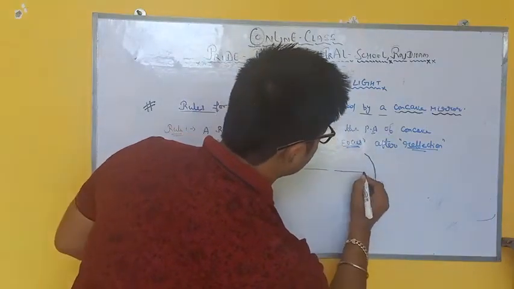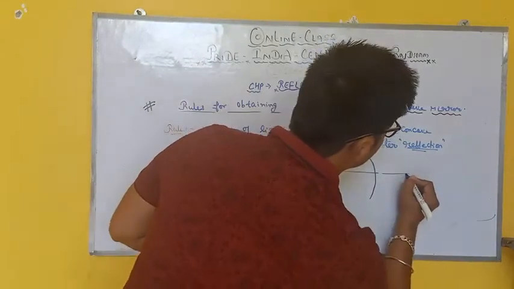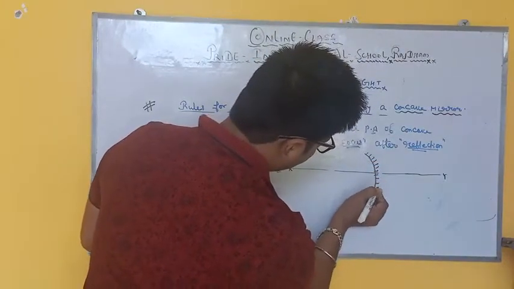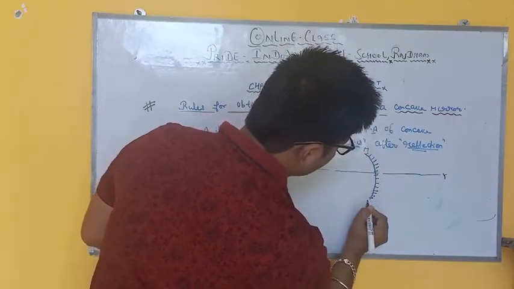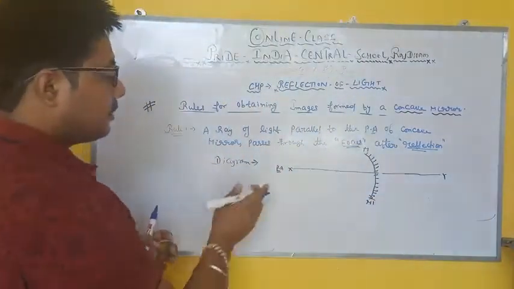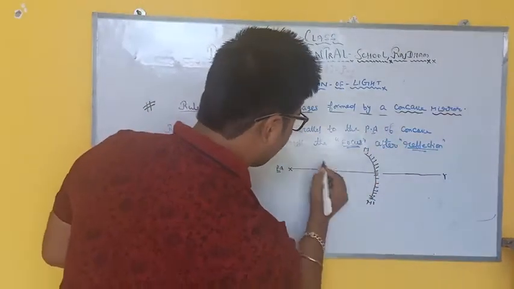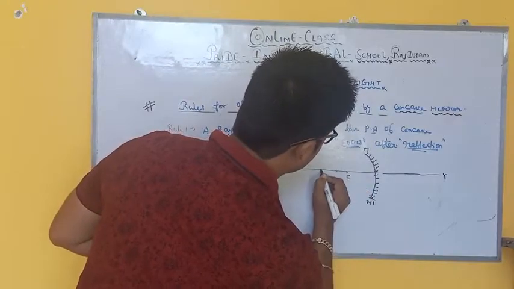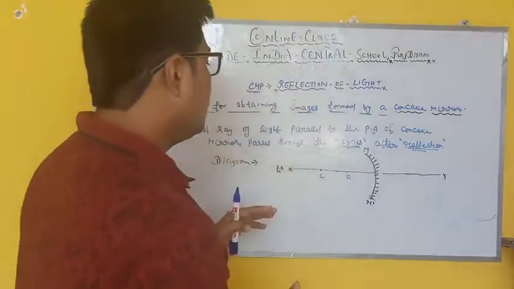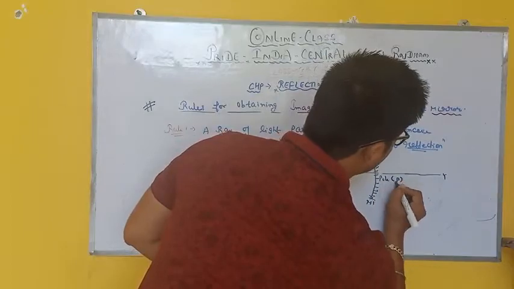Okay, suppose this is the principal axis X, extended here to Y. This is the polished surface of the mirror. This is M, say this is M dash. Now, what happens? This is the principal axis. This is the focus, and this is the center of curvature. This is the pole, P-O-L-E, represented by P.